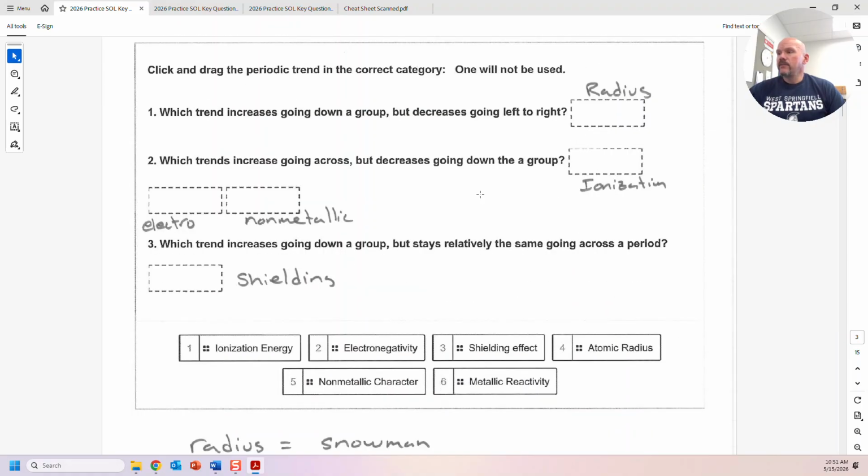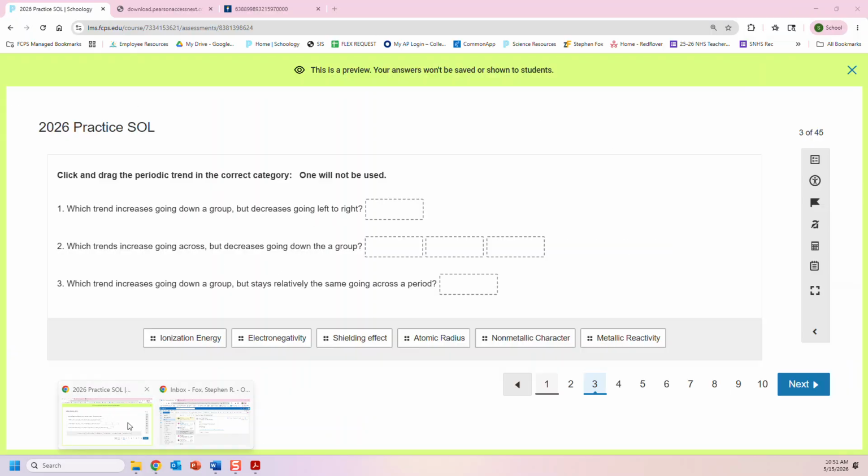So again, for the trends, okay? So back to the test. Sorry, got a lot of tabs going.